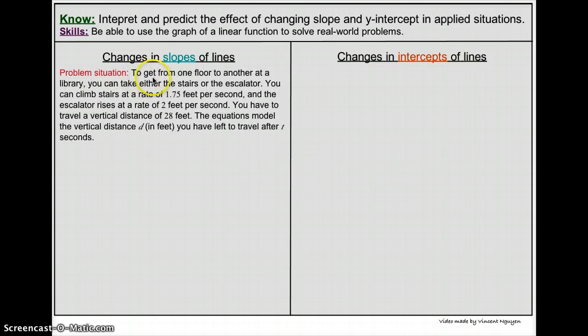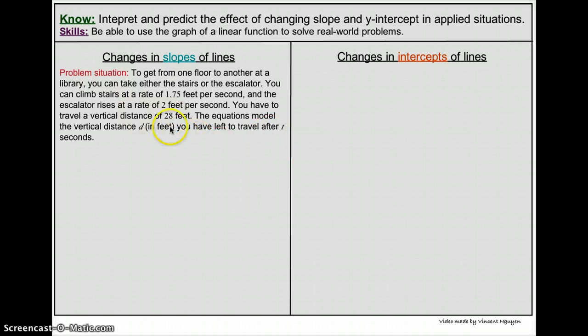In this example, I have a problem situation that says to get from one floor to another at a library, you can take either the stairs or the escalator. You can climb the stairs at a rate of 1.75 feet per second, and the escalator rises at a rate of 2 feet per second, so it's slightly faster. You have to travel a vertical distance of 28 feet, which means the height between the two floors is 28 feet. The equations model the vertical distance d in feet you have left to travel after t seconds.